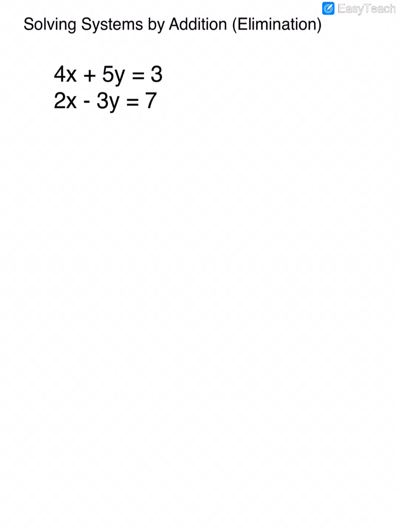Well, I can't just multiply one thing in the equation by some number. I have to multiply everything in the equation by the same number in order for it to be legal mathematically. Okay, so that's what I'm going to do. I'm going to multiply everything in this bottom equation times -2. So if I do that, I get -4x plus 6y equals -14.